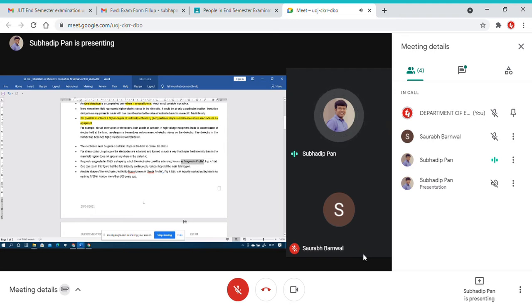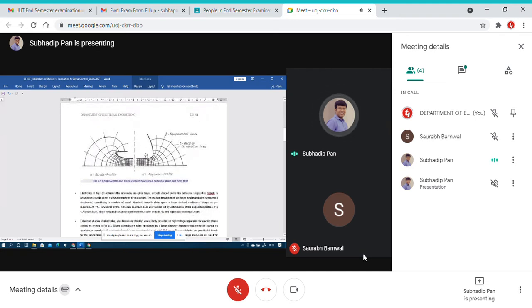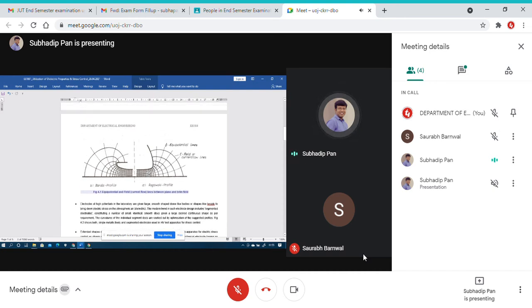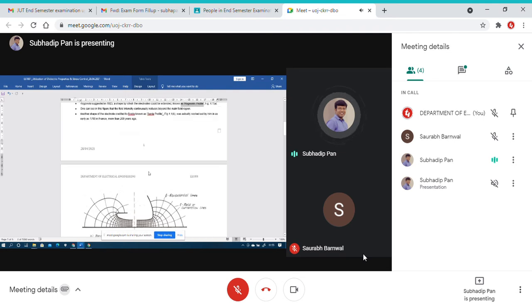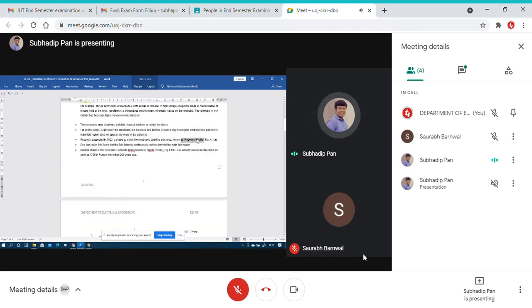I will show you in the next slide. There are two profiles: one is the Borda profile, another is the Rogowski profile. These two profiles are applied for the dielectric design of various high voltage equipment, and they are very important for these cases. One is defined by the Rogowski profile, another by the Borda profile.